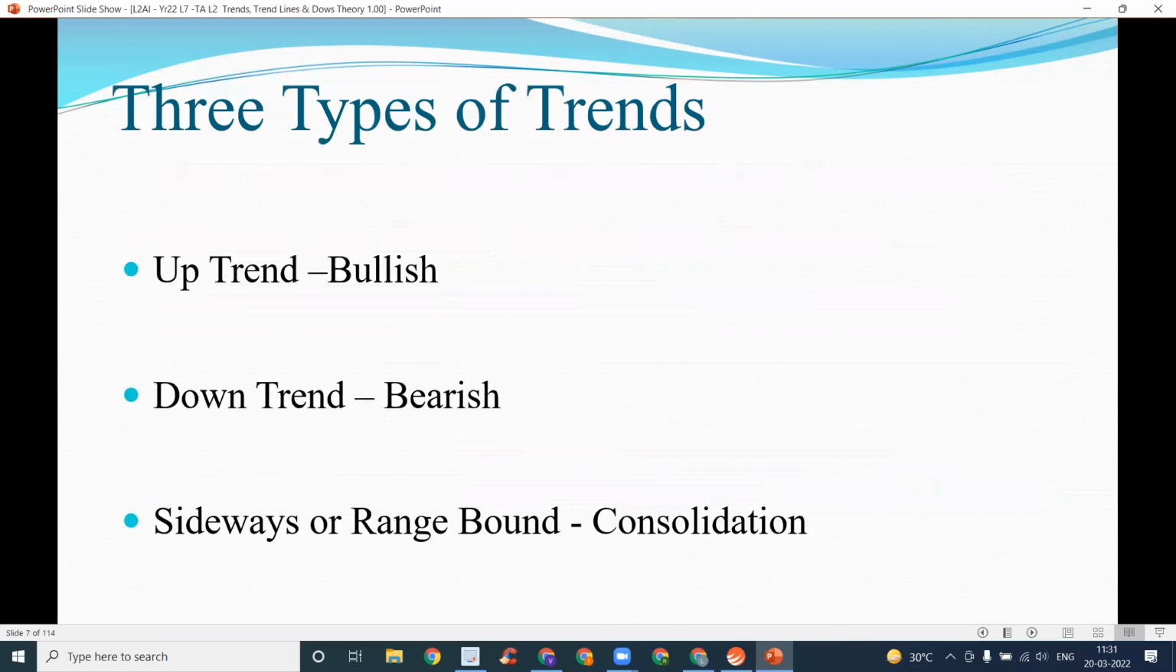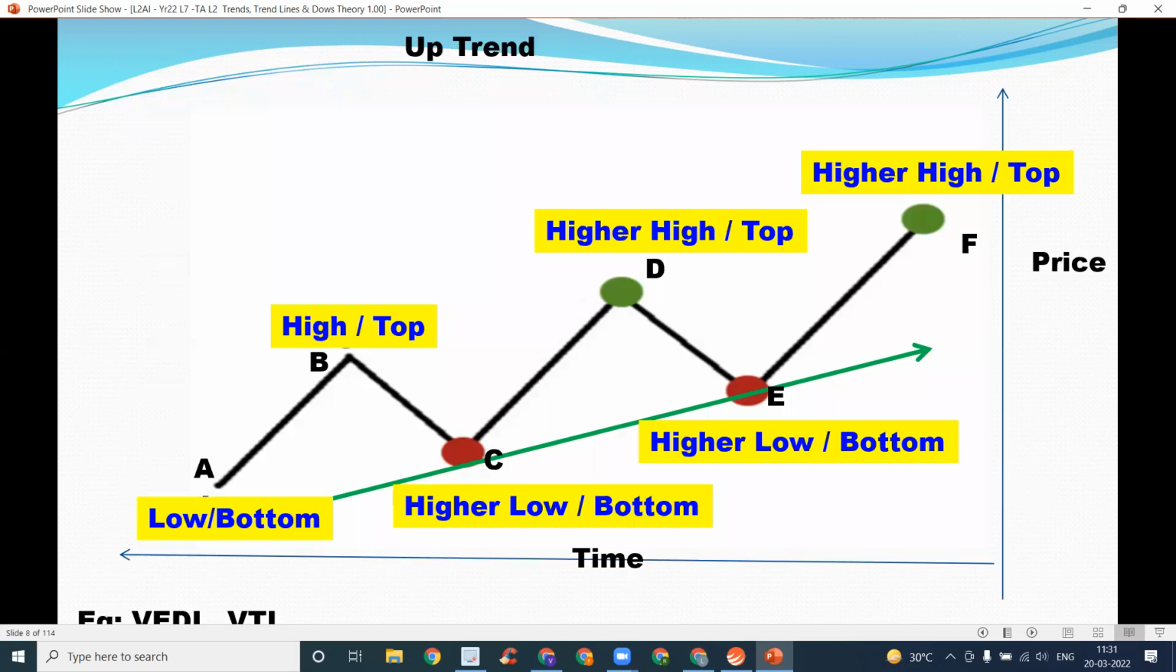Trends. We have three types of trends: uptrends, bullish; downtrend, bearish; and sideways, also called range bound, or also called consolidation. Now, understand this chart where the points B, D, and F are called the highs or the tops. The points A, C, E are called the lows or the bottoms.